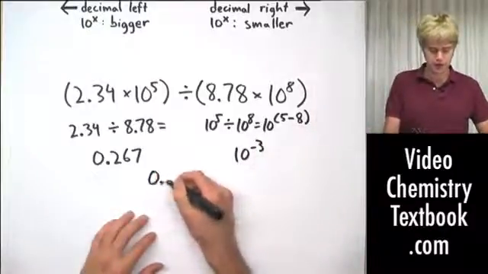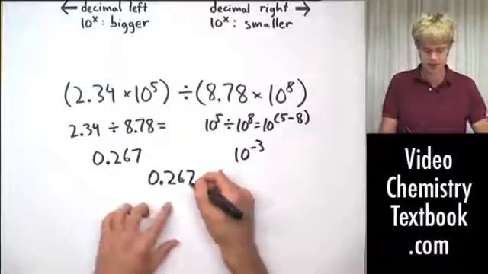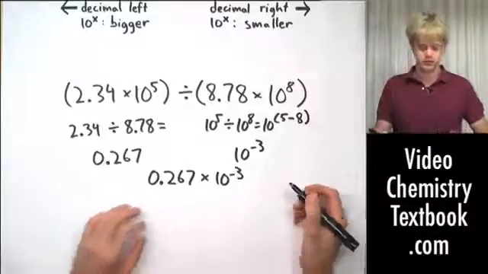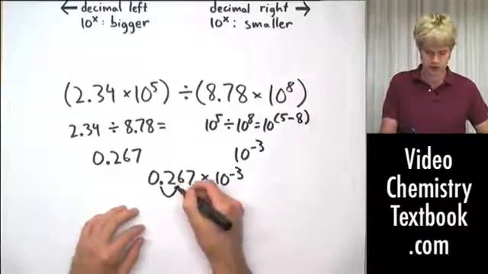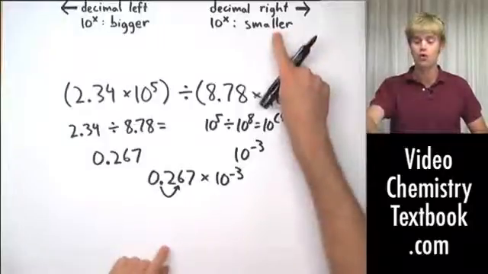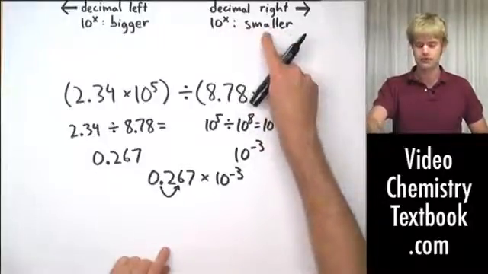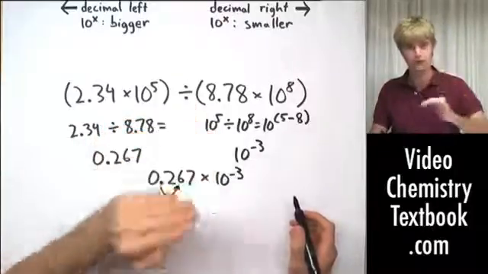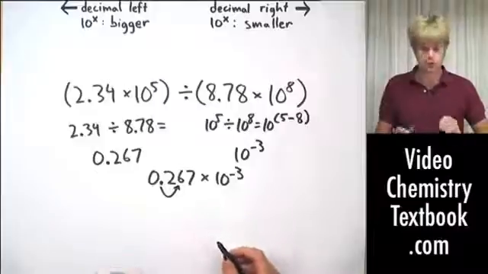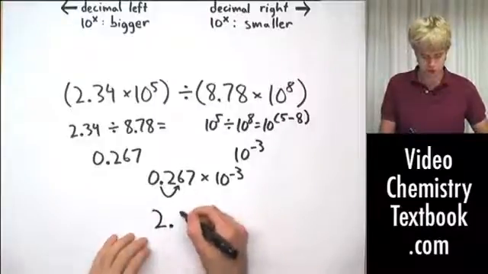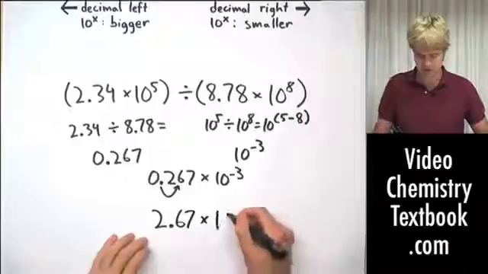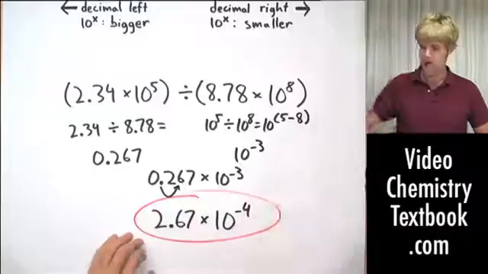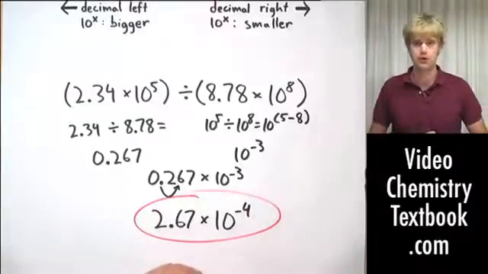So we can preliminarily write this as 0.267 times 10 to the negative third, but now I want to get it into correct scientific notation. So I'm going to move the decimal place to the right one spot. Now here, when we move the decimal to the right, the power of 10 gets smaller. So I'm going to go from 10 to the negative third down lower to 10 to the negative fourth. So expressed in correct scientific notation is going to be 2.67 times 10 to the negative fourth. That's my final answer, and that's how we do multiplication and division with scientific notation.